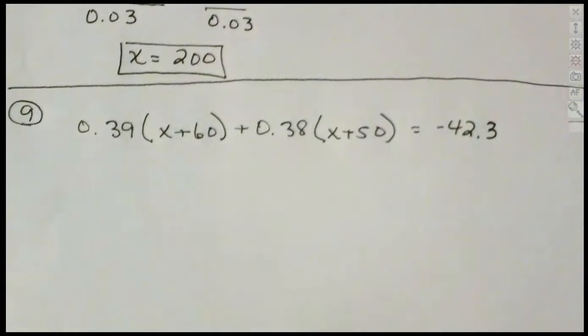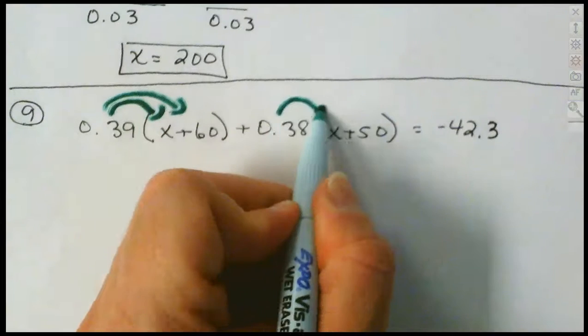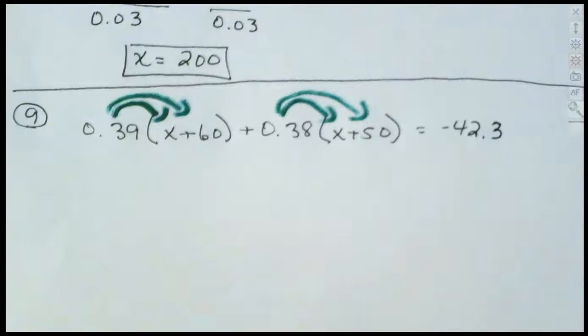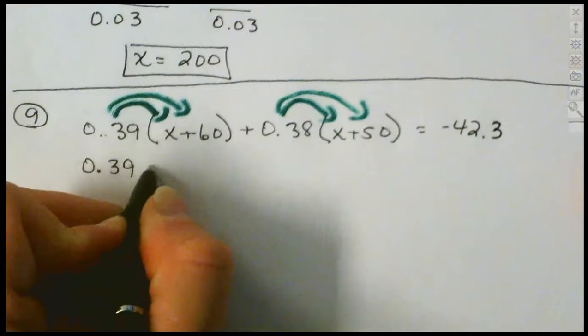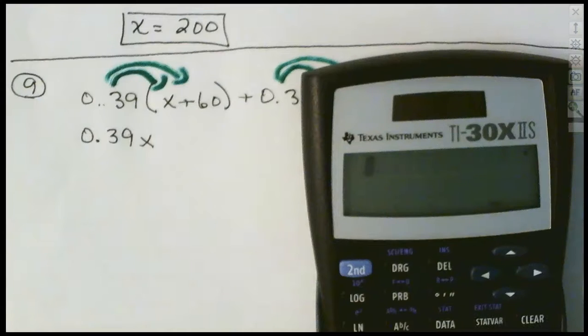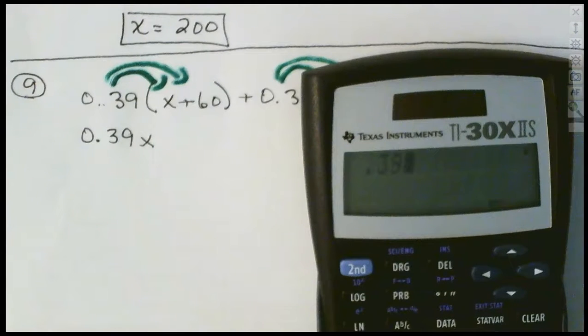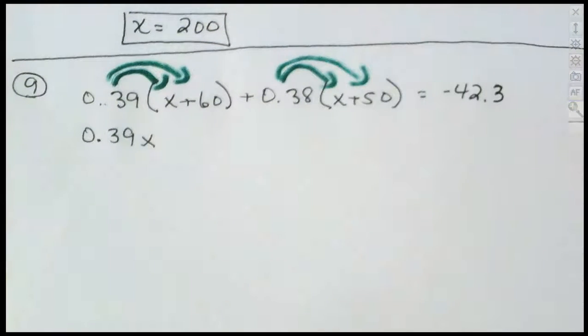Okay, so just like with the fraction or anything else that has parentheses, we do those first. So we're going to have to distribute our decimals in this case through. We're going to use our calculator so that we don't make a mistake. And 0.39 times x, that's simply 0.39x. And for the next one, we use our calculator here. So we have 0.39. We're going to multiply that by 60. And that gives me my 23.4, it looks like.